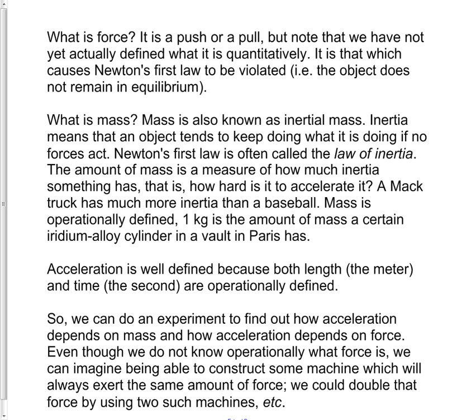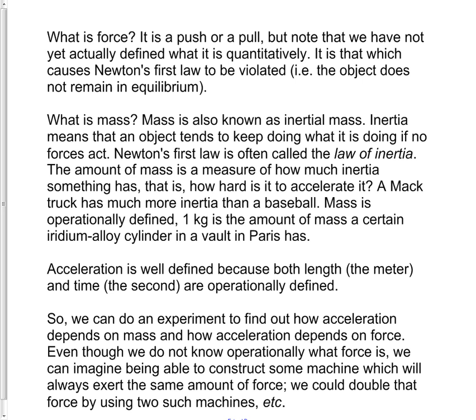Acceleration is also well defined because both the meter, which is a measure of length, and the second, which is a measure of time, are operationally defined. The second is based on an atomic clock, and the meter is essentially how far light will go in a vacuum in a second. No, that's not right. How many seconds it takes for an object to go 1 meter is specified.